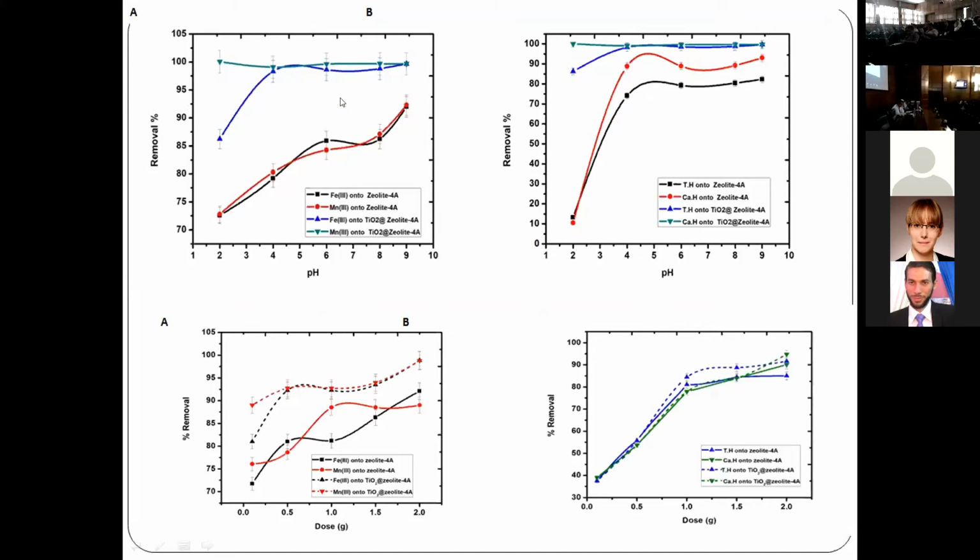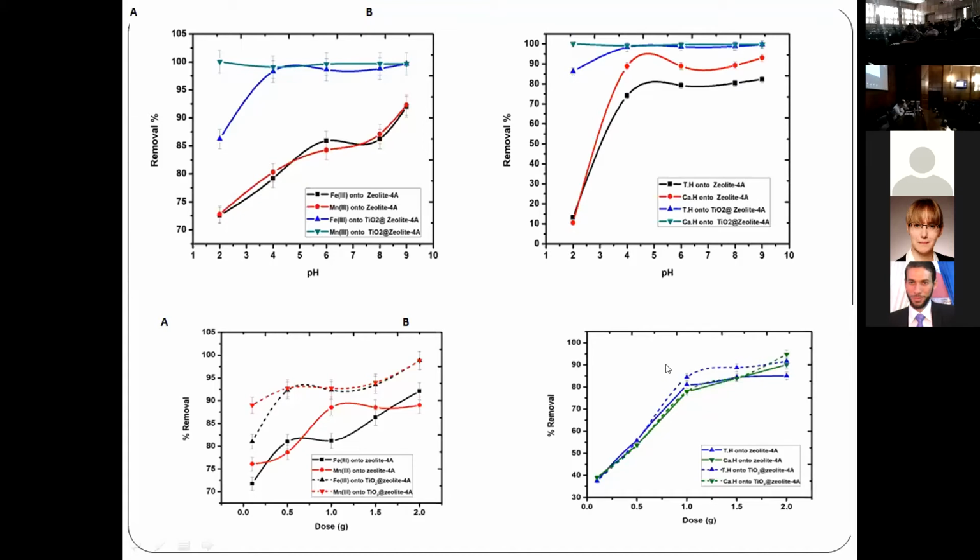After that, below it, the zeolite 4A also was studied for hardness and calcium removal. We found our composite material superior, with a maximum removal efficiency reaching 100%. Also in studying the dose effect, we found that 2 grams of our composite has a high affinity, increasing with increasing dose due to the increase in active sites and functional groups present on the adsorbent material.